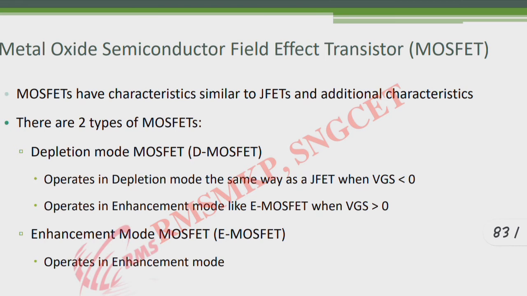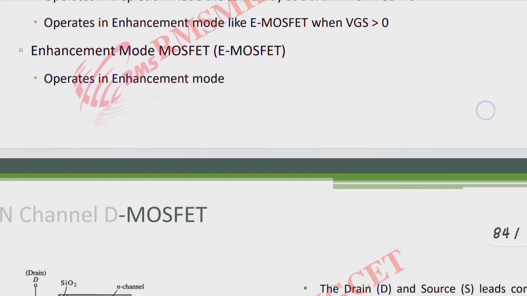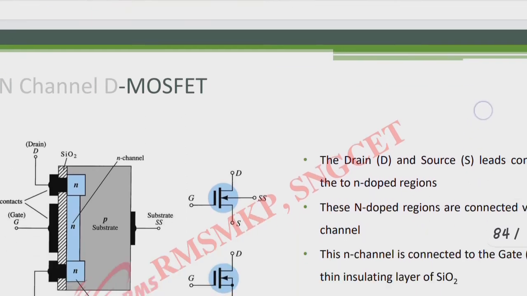Next is MOSFET, metal oxide semiconductor FET. There are two types of MOSFET, depletion and enhancement. Depletion mode operates like JFET, with VGS less than 0 and VGS greater than 0. Enhancement mode operates in enhancement mode.